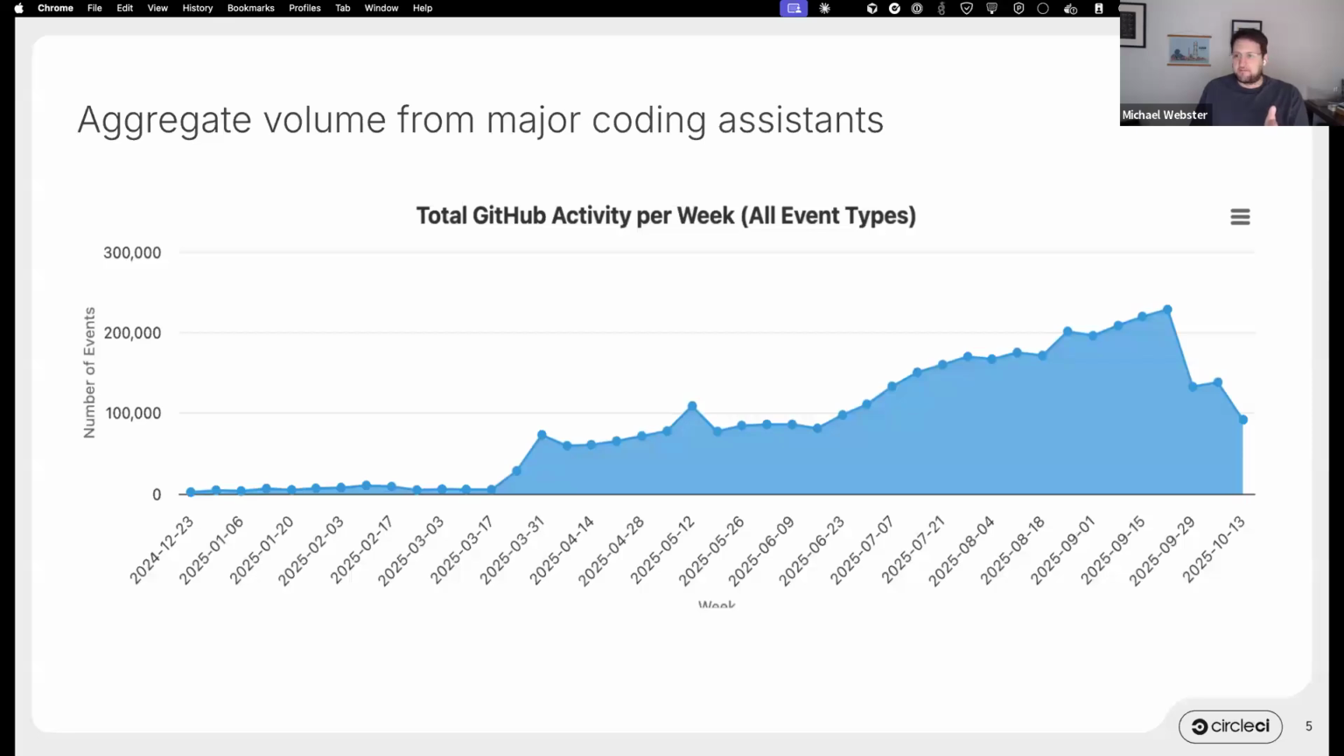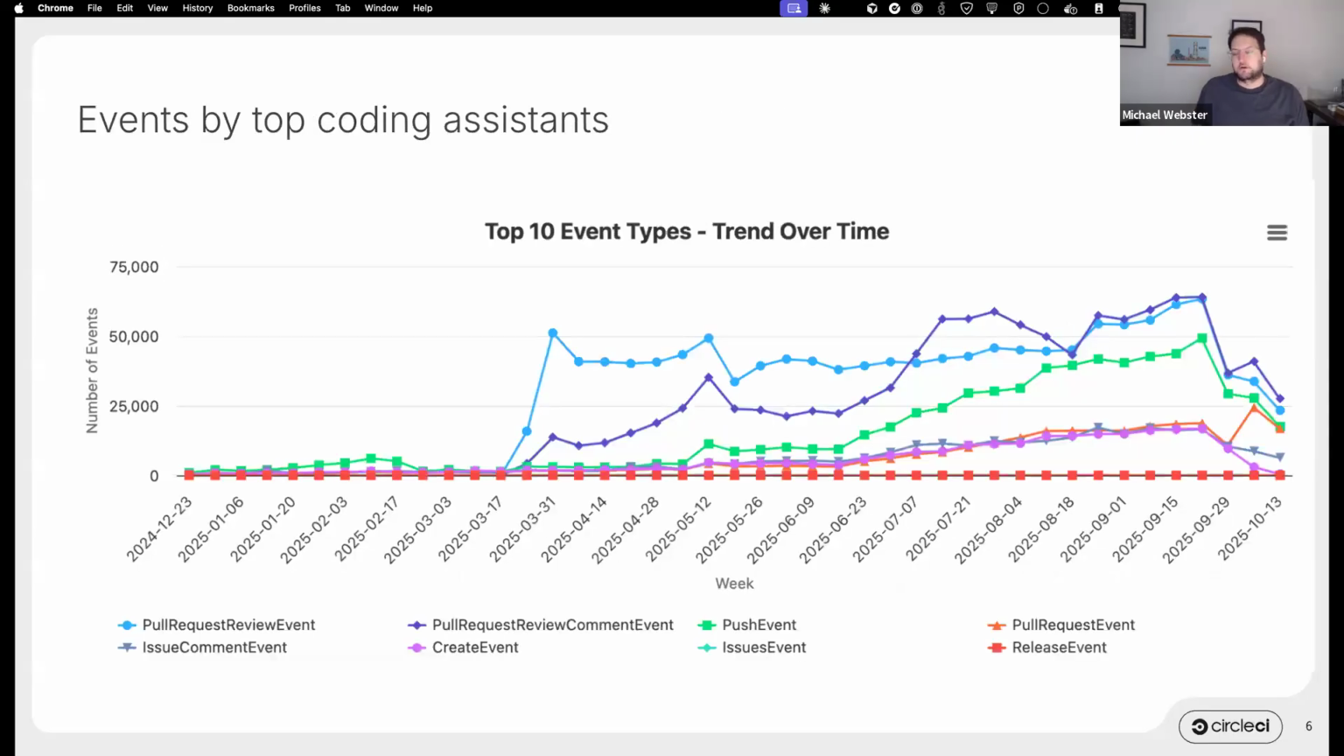March of 2025 is near where some of these things started to actually be released. And then you can see an initial slow adoption, and now the adoption is going quite quickly. Now this is total activity, but we can drill down further using this data set, and we can look at the actual event types that are occurring.